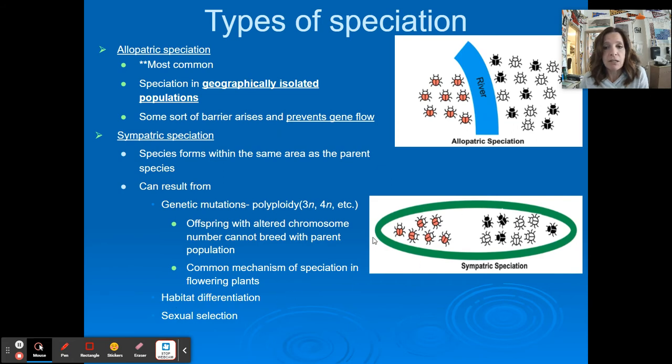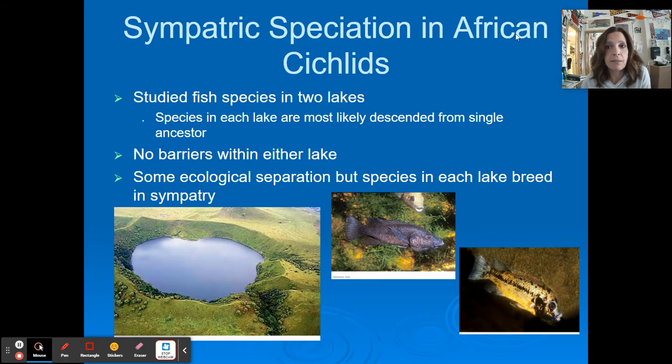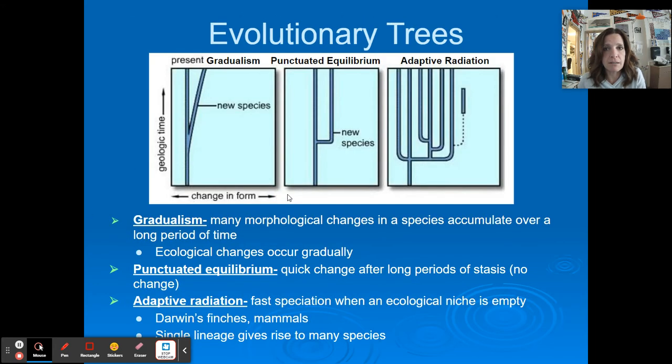Habitat differentiation. I'm going to show you a picture of some fish, and they live in different habitats in the lake, and they have speciated, or sexual selection. So this is an example of sympatric speciation in African cichlids, which is a type of fish. And the species in each lake are descended from a single ancestor, right? And so there's no barriers within the lake, but there's separation because of the habitat. And so that would be an example of sympatric speciation. So you get different species in the same location because of different habitats.